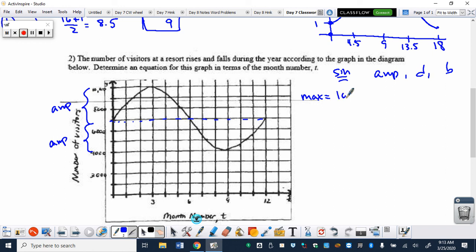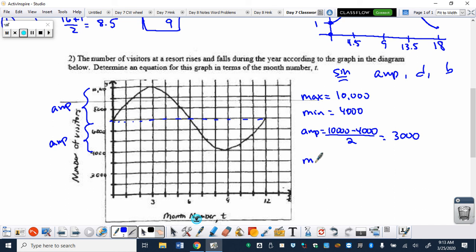The maximum we see is 10,000 visitors, and the minimum, reading the numbers, is 4,000 visitors. So using that information, I can find the amplitude as 10,000 minus 4,000 divided by 2. So that's going to give a distance of 3,000, which is probably what you got when you subtracted the midline from the maximum. But I didn't find the midline yet, but maybe you already did.